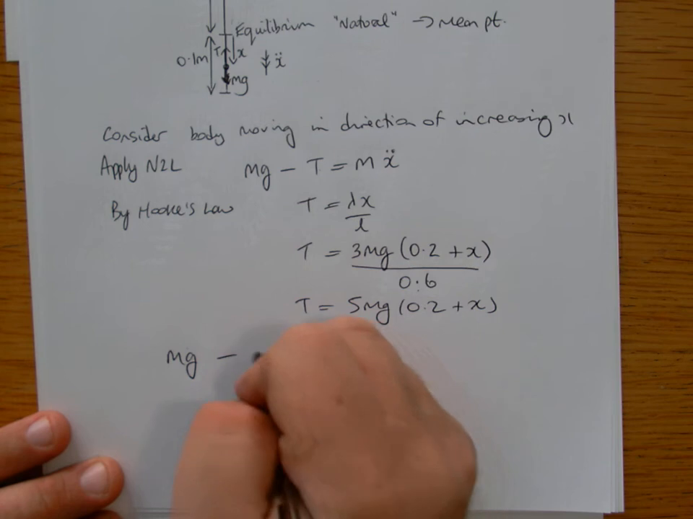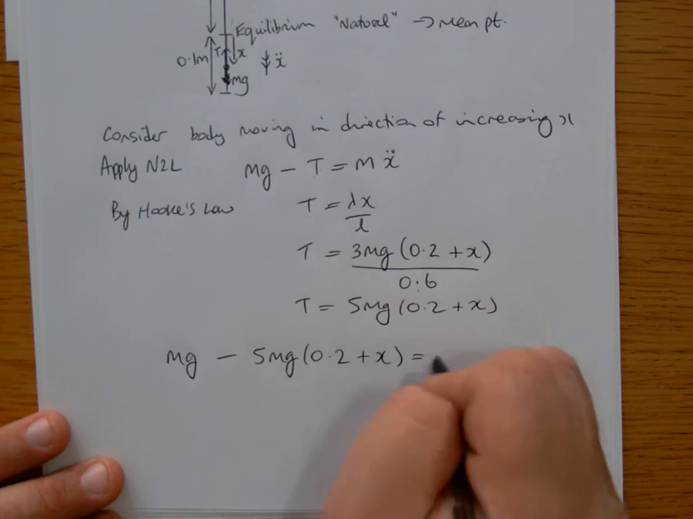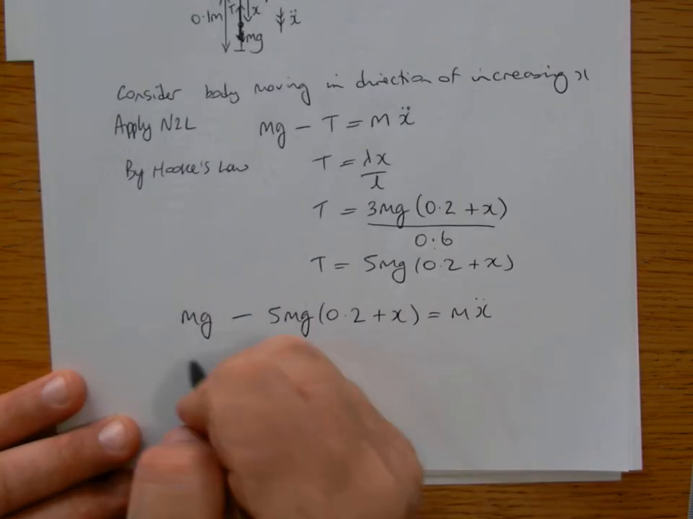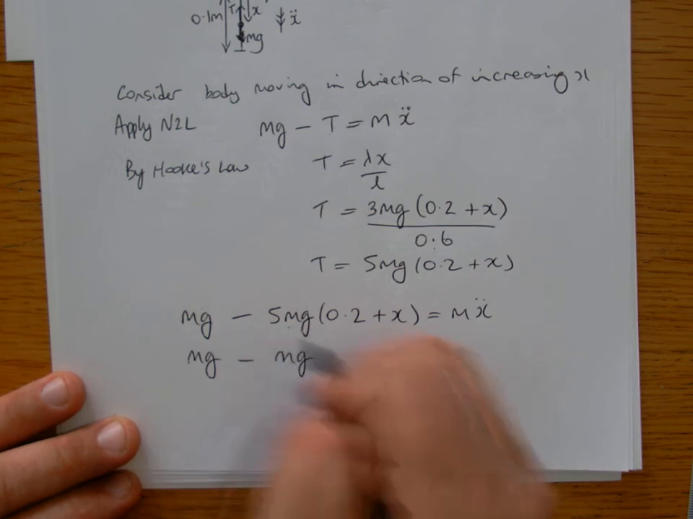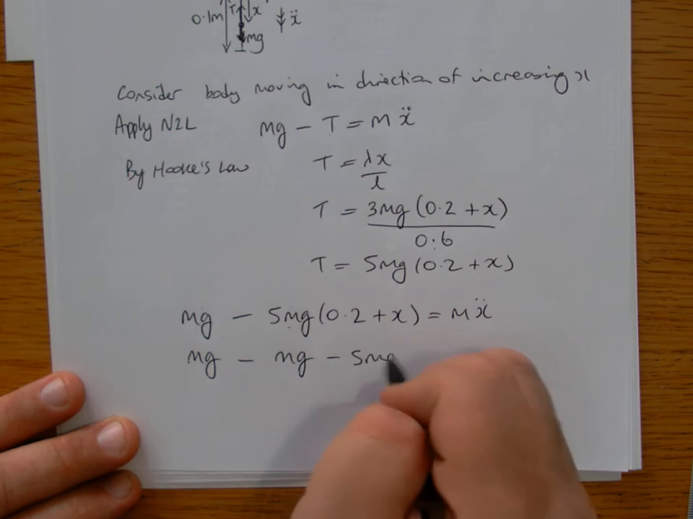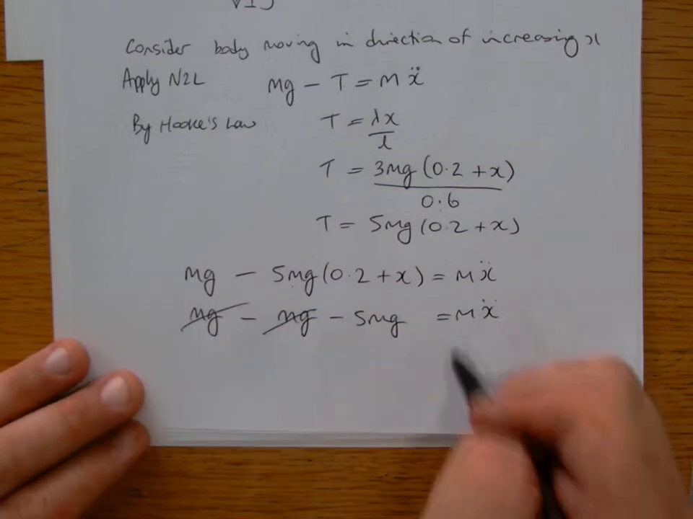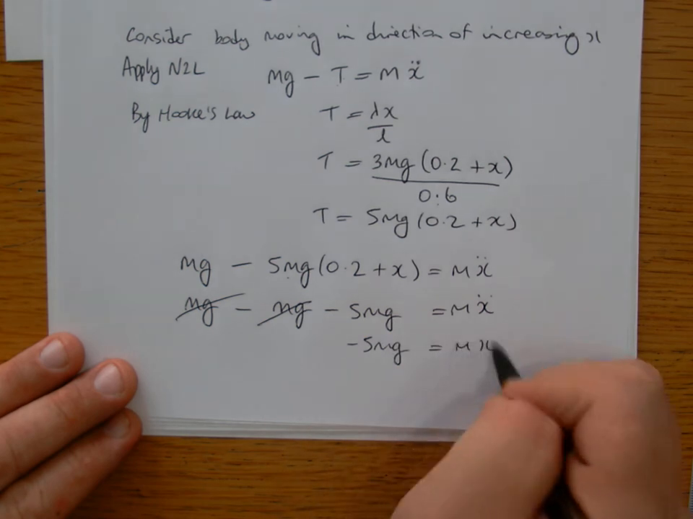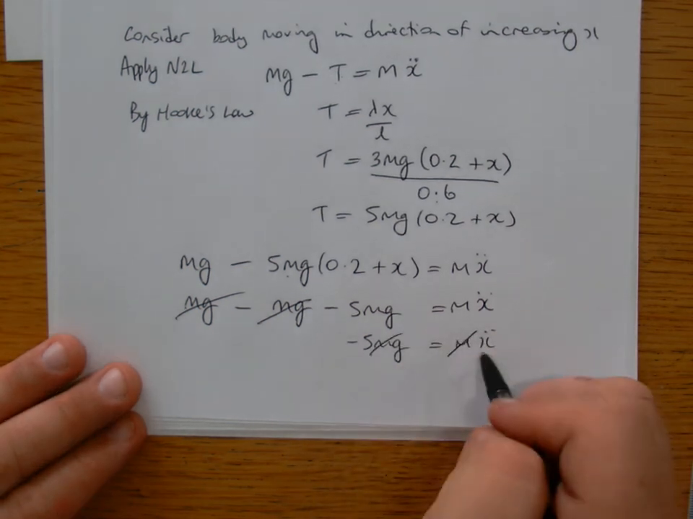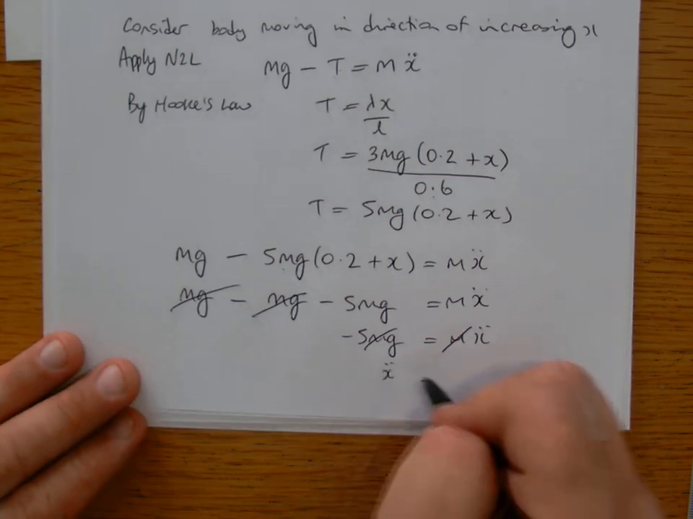Now let's sub it back in here. So mg minus T equals m x double dot. So multiply that out. 5mg times 0.2 is just mg. 5mg times x is 5mgx, minus in front, of course. And what happens is, lovely, that these cancel. We'll always have a cancellation there. And then we just got this: minus 5mgx is equal to m x double dot. The m's will cancel there. So x double dot is equal to minus 5g x.